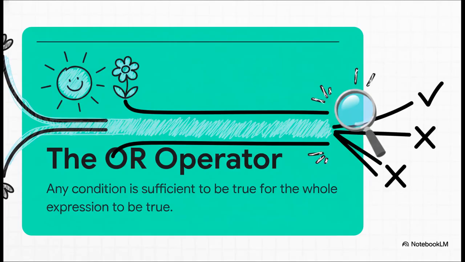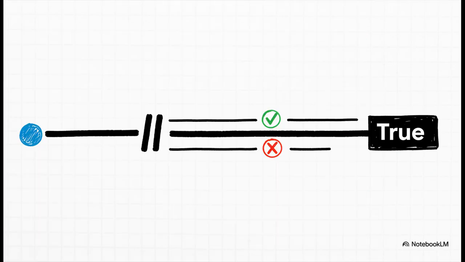Now, on the flip side, we have the OR operator, which is 2 of those vertical pipe characters. This one is way more flexible. For the OR operator to be true, you only need one of the conditions to be true. Just one is enough to make the whole thing pass. So in this piece of code, the question is different. It's asking, is A equal to 10? Or is B equal to 9? If A is 10, we're good. The whole thing is true. If B is 9, we're also good. As long as at least one of those is true, we get a green light.